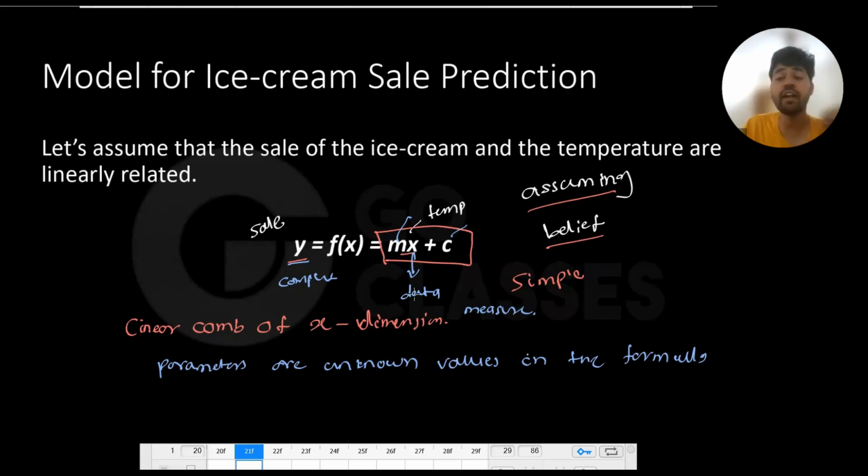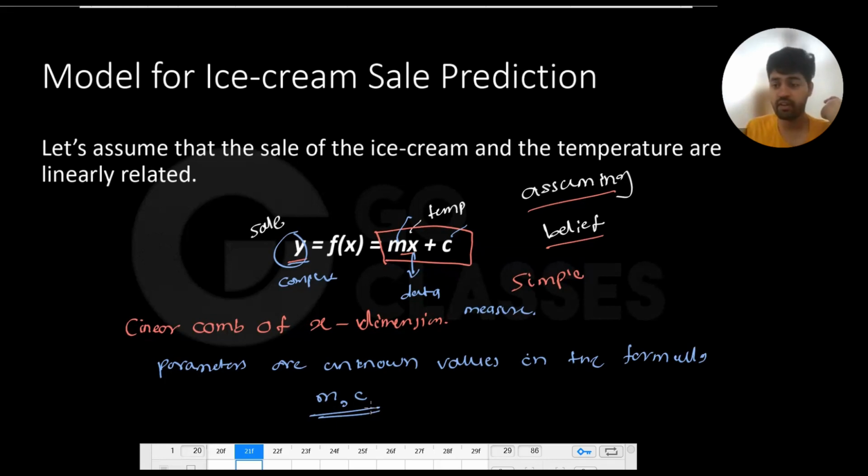X is something that I will get from some domain data, or I can go and measure it myself using whatever instrument is available to me. Based on that, I can predict y. What I don't know in this formula are the values of m and c. So m being the slope and c being the offset, or bias. So the parameters are m comma c. Let me know if this is clear.